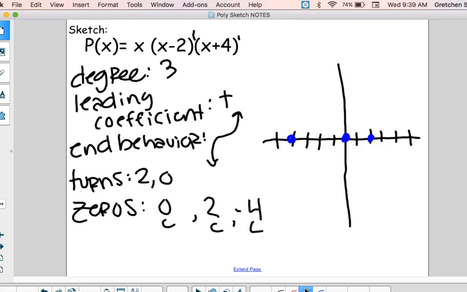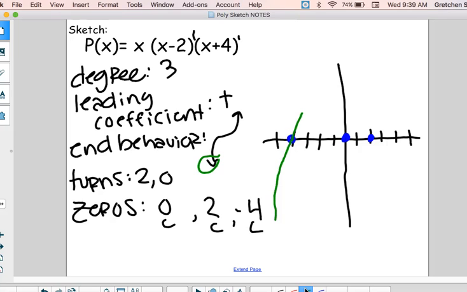And then to make your sketch, look at your end behavior first. So where does this graph start? If you look at the end behavior, it starts low, down. And then once we hit -4, what are we going to do? We're going to cross through -4.